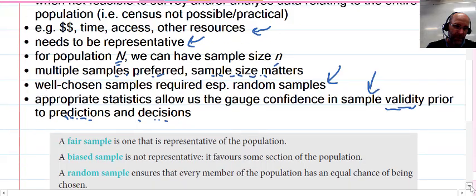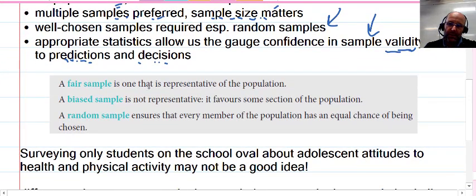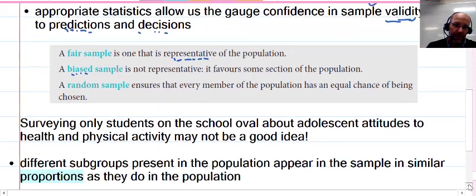A few little definitions here. A fair sample is one that is representative of the population, and that's fairly self-explanatory. It's called a fair sample. Okay, its characteristics are reflected in the entire population, or the sample's characteristics are consistent with the entire population. And at the other end of the scale, we might have a biased sample, which is not representative. The random sample ensures that every member of the population has an equal chance of being chosen. You might have heard that before.